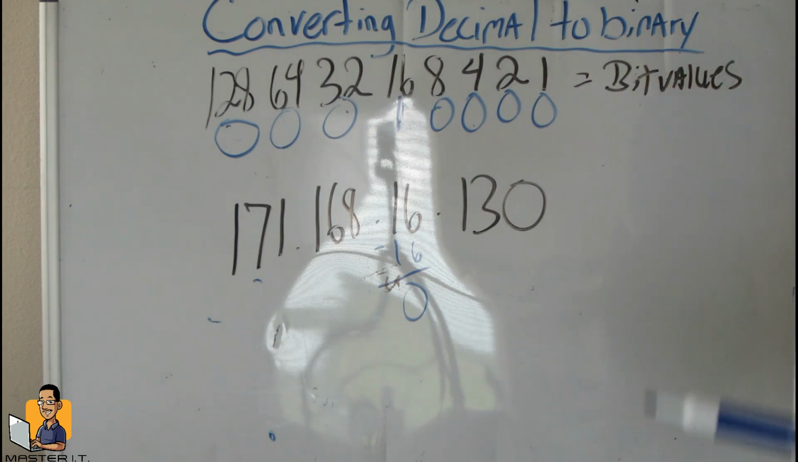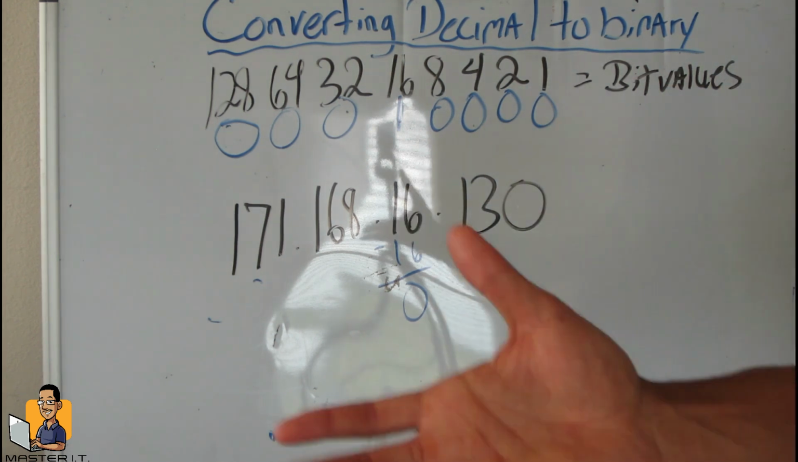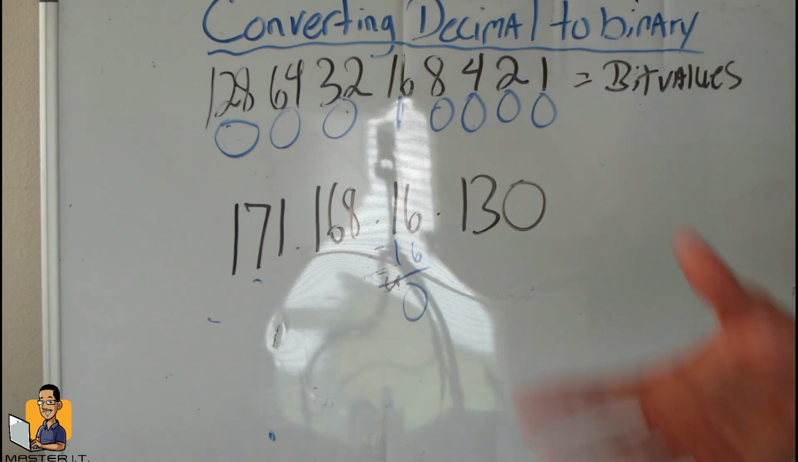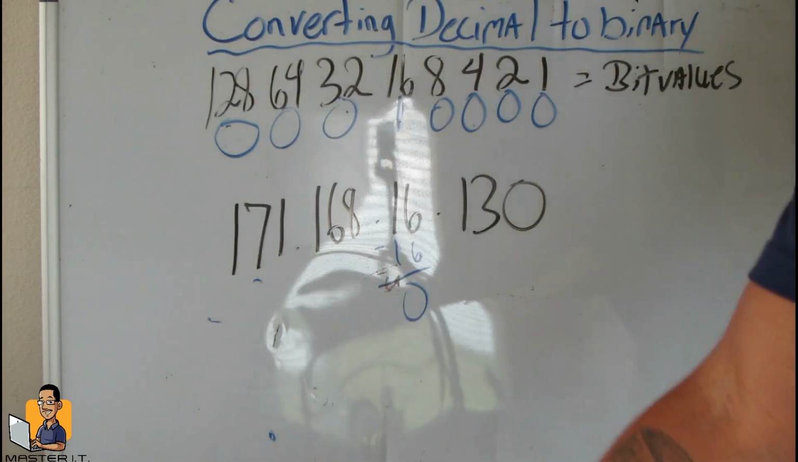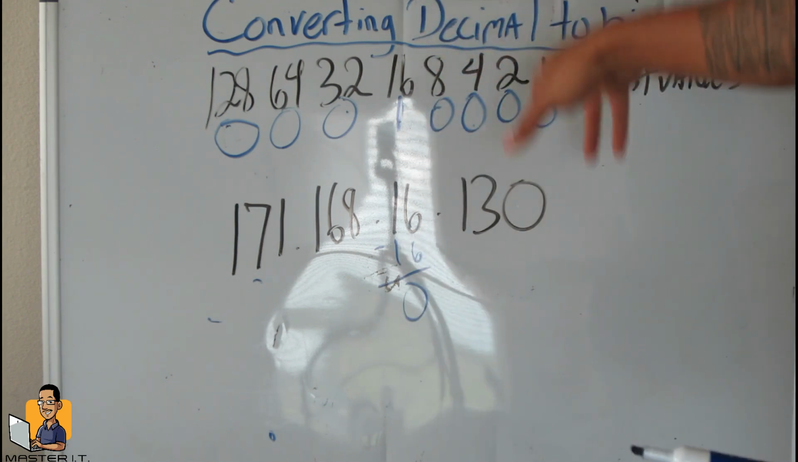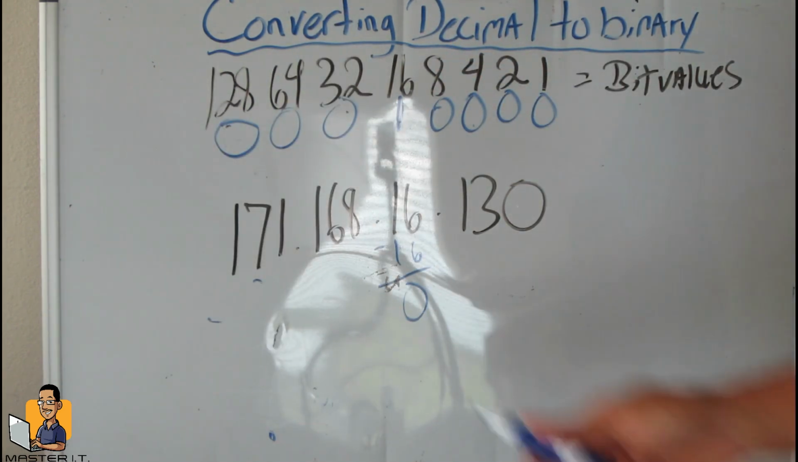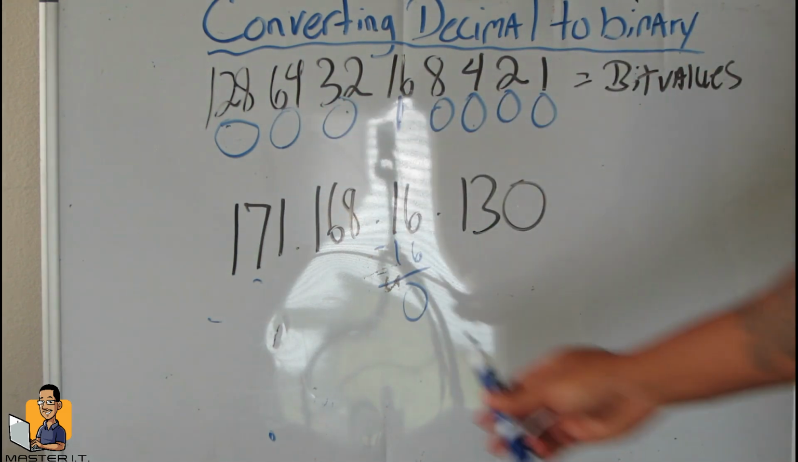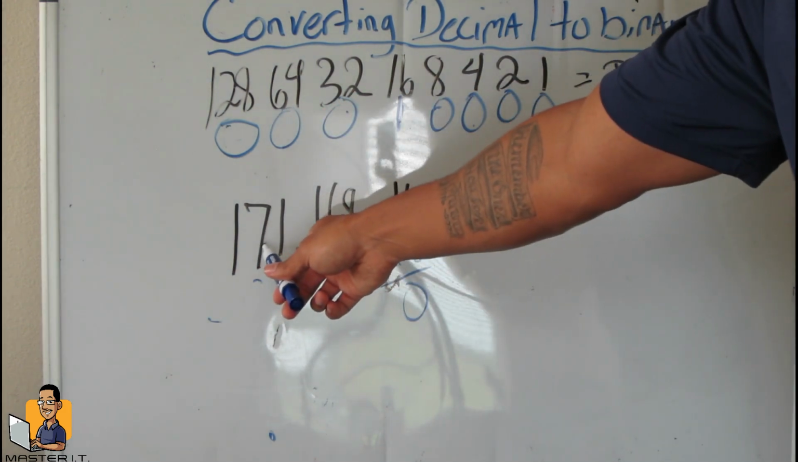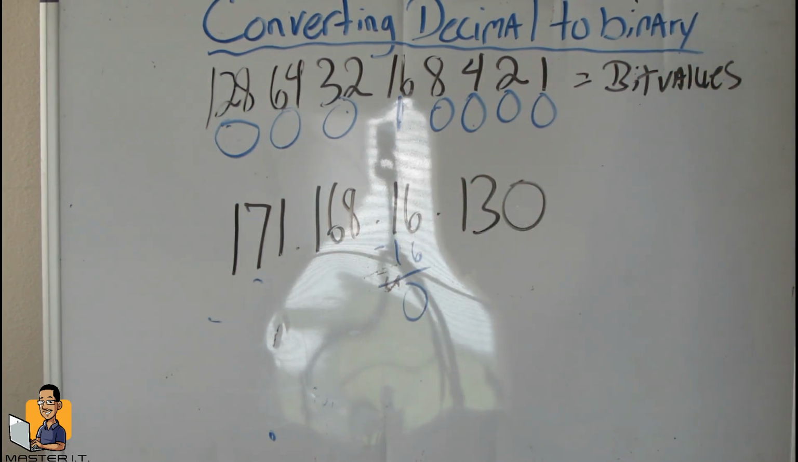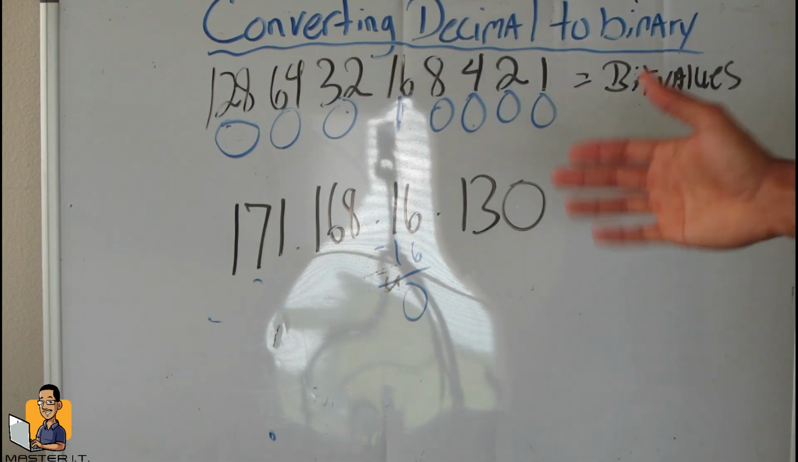Now remember, on the actual exam, if they want you to convert from decimal to binary or from binary to decimal, you're going to have 32 ones and zeros. You're going to have 8 ones and zeros in the first octet, 8 here, 8 here, 8 here, which would be 32 ones and zeros. All right, converting decimal to binary.